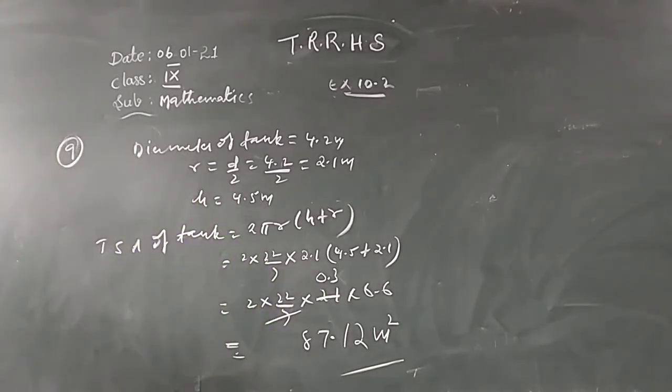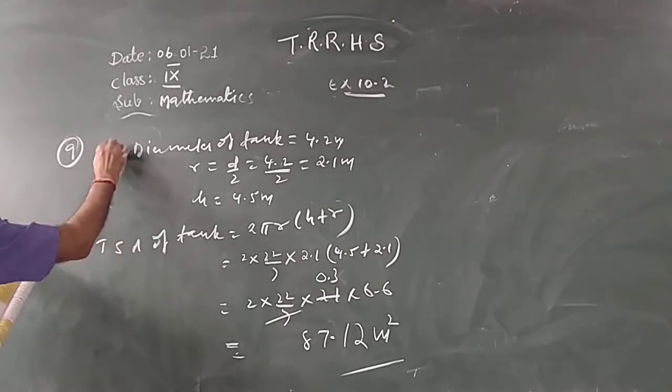Next, you do the second bit. The second bit is easy. How much sheet is required? So in this, the first bit is over. This is the first bit. The first bit is over.